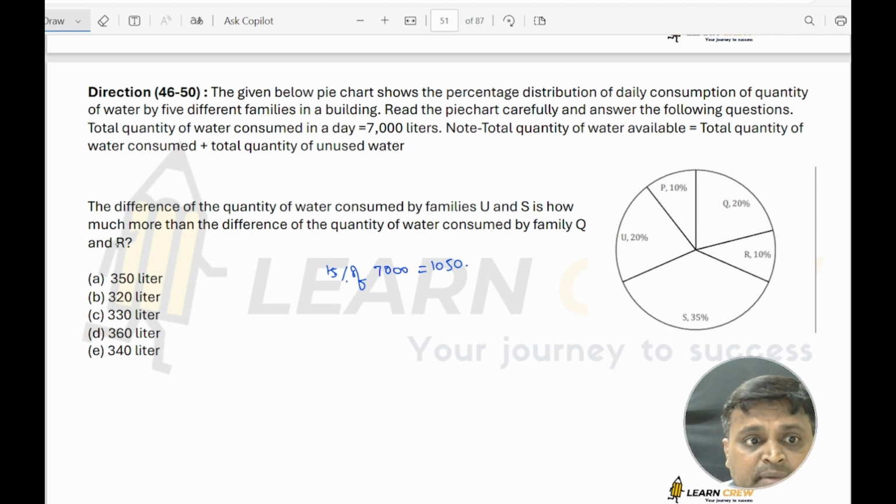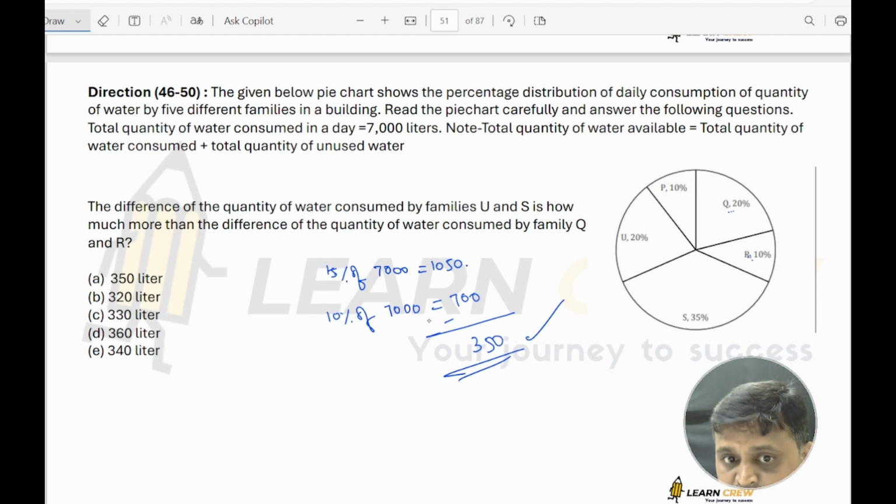Okay, and is how much more than the difference of the quantity of water consumed by family Q and R. Family Q and R, how much? 30%. Okay, the difference of the quantity of water consumed by Q and R is 10%. 10% of 7,000 is 700. What is the difference of these two? 350. 1050 minus 700 is 350. It is asked for the difference of these two.